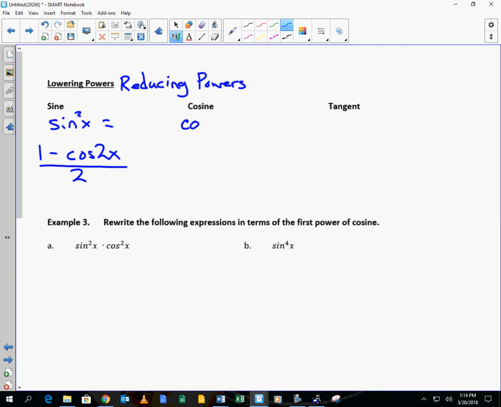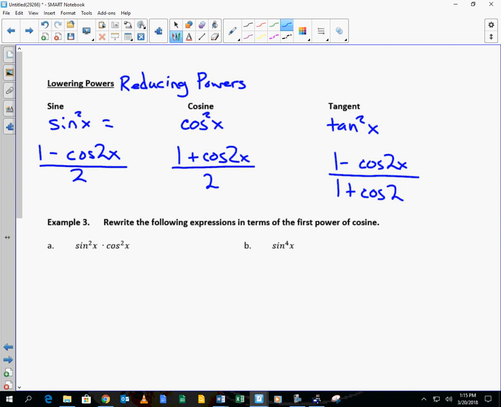Cosine, if you have cosine squared of x, that's equal to 1 plus cosine of 2x over 2. And if you have tangent squared of x, this should hopefully make sense to you. You could take sine divided by cosine. If I were to take these two expressions and divide them, the 2's would cancel. Very good. I get 1 minus cosine of 2x over 1 plus cosine of 2x.